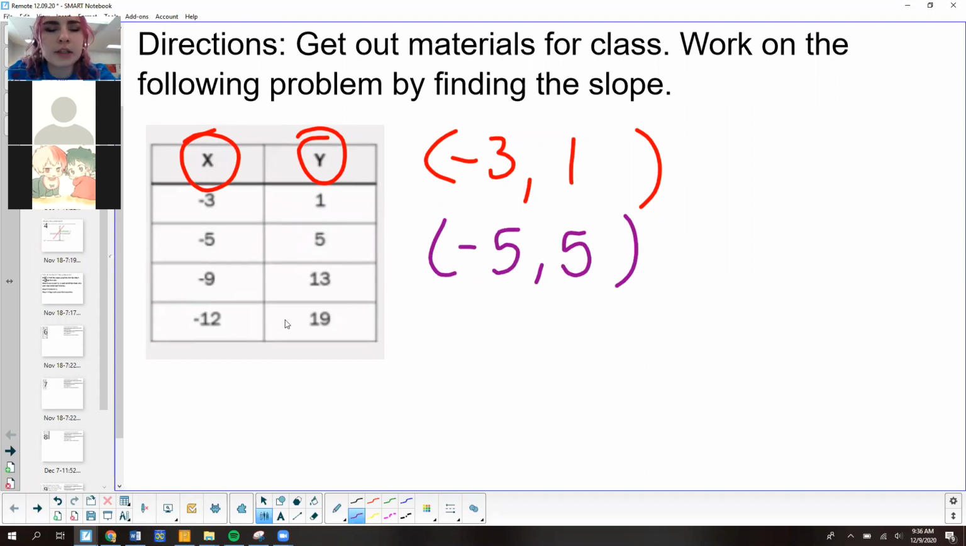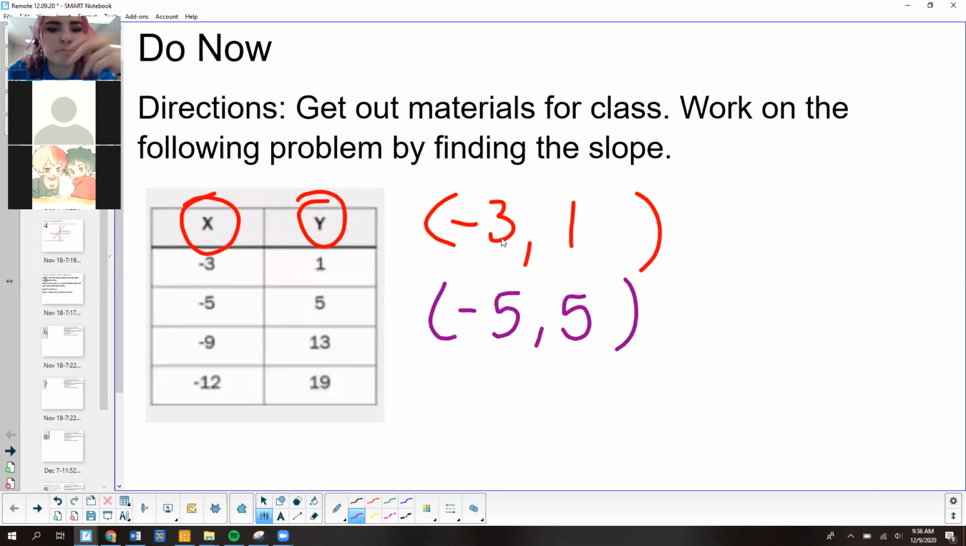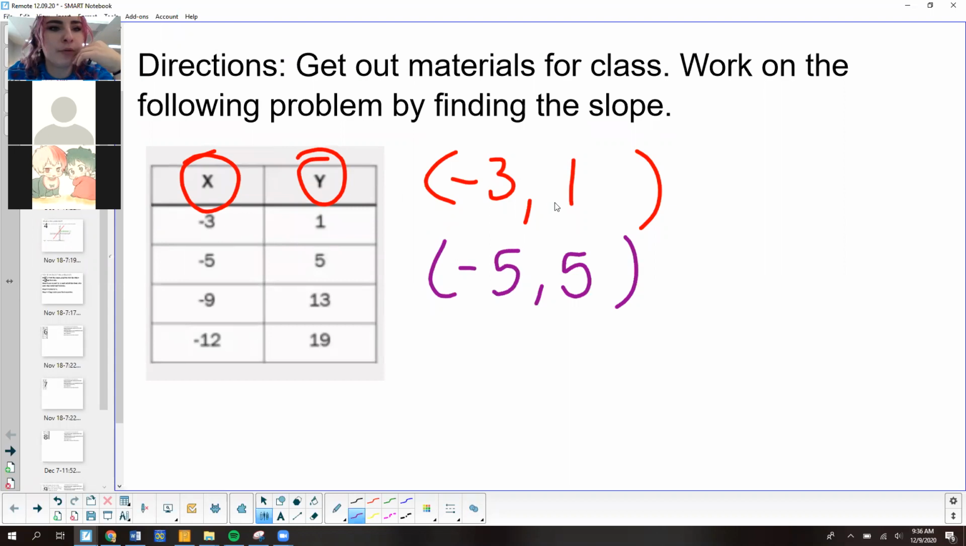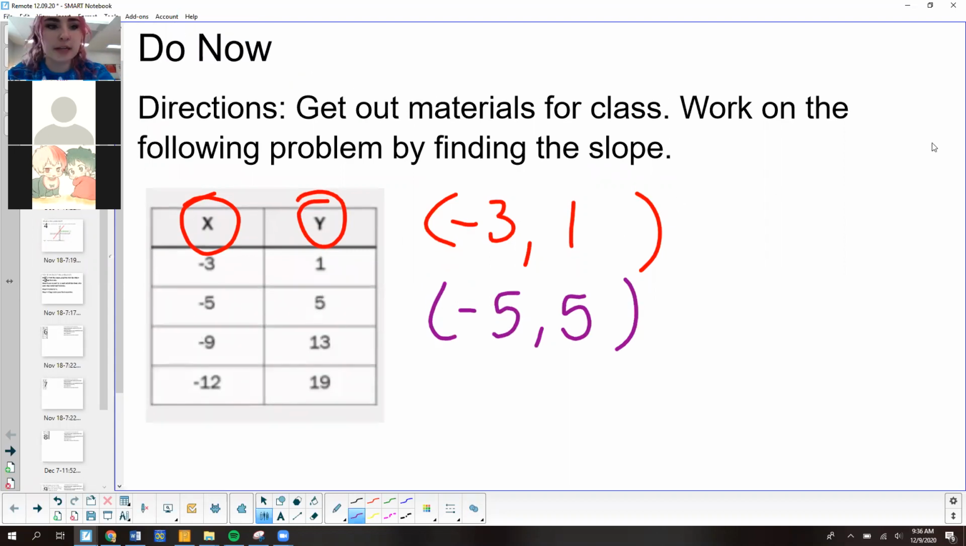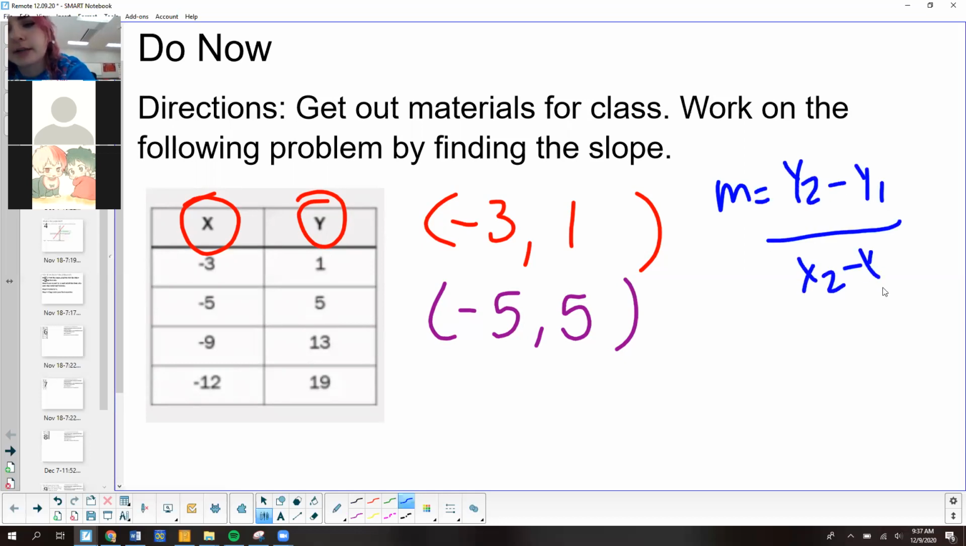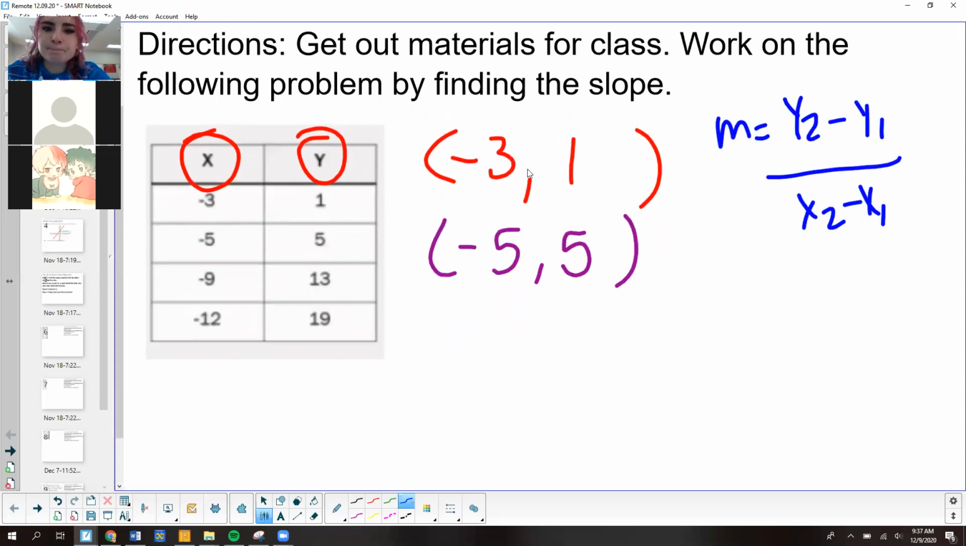So it looks confusing at first for some of us, but all it is, is taking 2 points from that table and using the format that we know how to use, finding the change in Y divided by the change in X. So remember our slope formula: y2 minus y1 divided by x2 minus x1. So for this one, I'll just make this point number 2, this point number 1. And remember, we've got x, y, x, y.